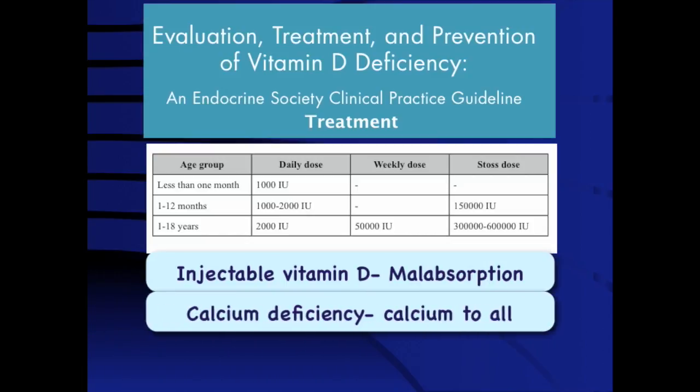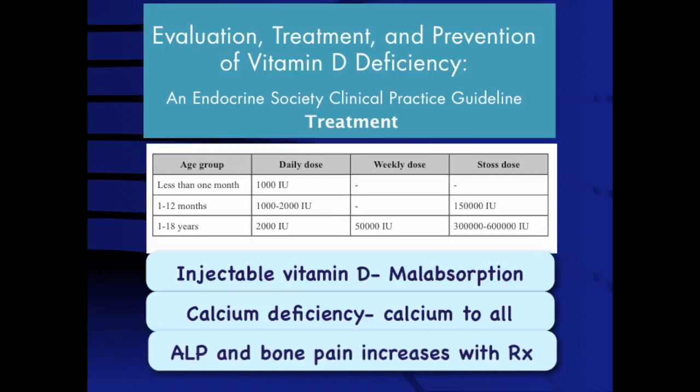Very important to remember that a large number of children with rickets actually have calcium deficiency, and unless we give them calcium, they will not respond. So all children with rickets should receive both calcium and vitamin D, particularly to guard against hungry bone syndrome, in which once we give vitamin D and bone formation increases, all the calcium is taken up by the bone, resulting in hypocalcemia, tetany and symptoms. What we need to understand is that once we give vitamin D, bone formation increases and that may result in an increase of alkaline phosphatase, and bone pain may actually increase.